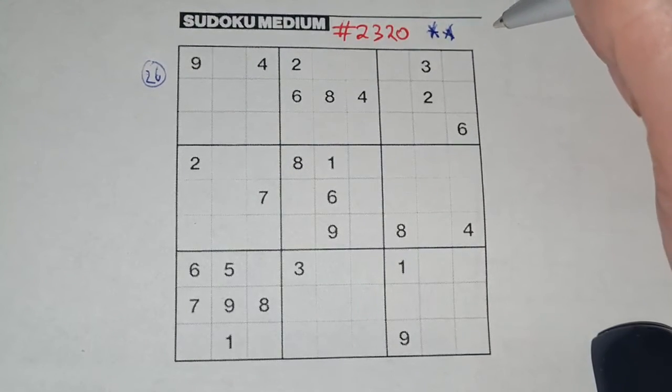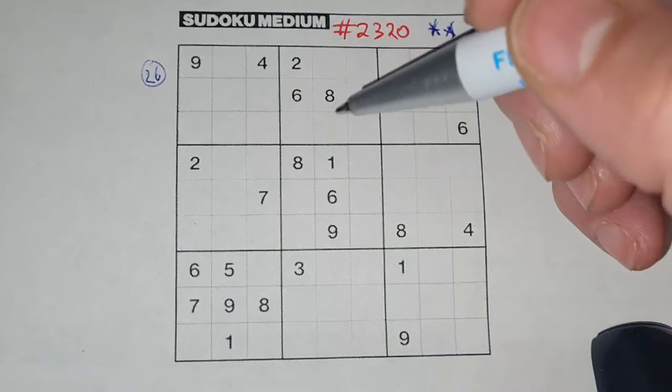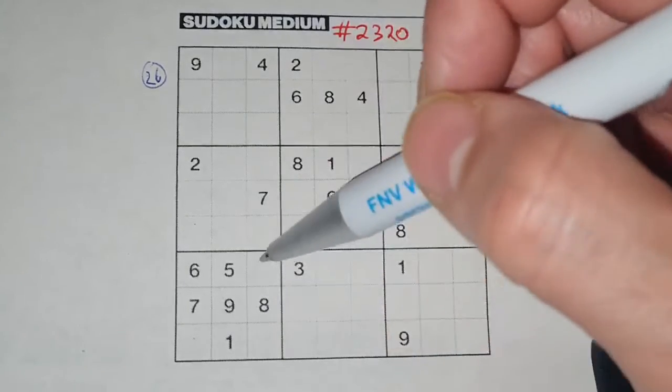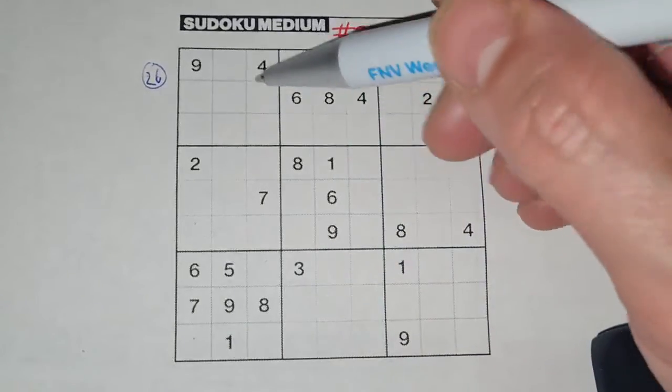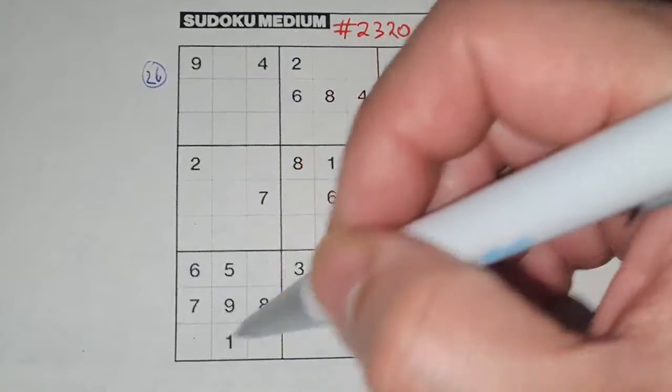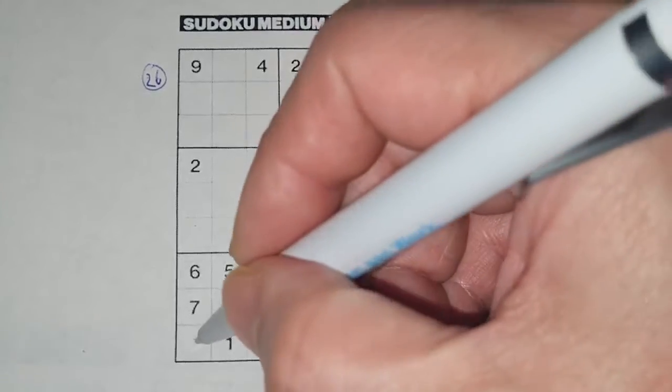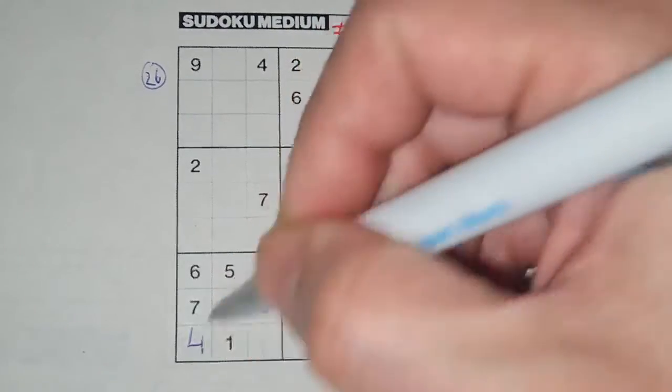Alright, so let's get started. 3 missing numbers in this big square. One of the missing numbers is a 4. We see here 4. No 4 in these 2 boxes. 1 box left for the 4. Should be there.